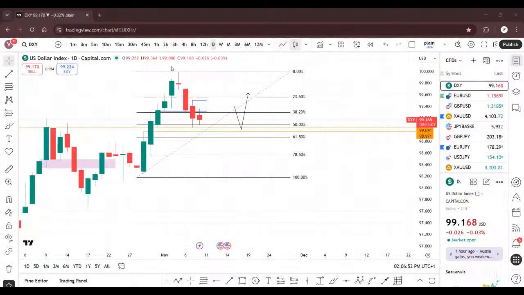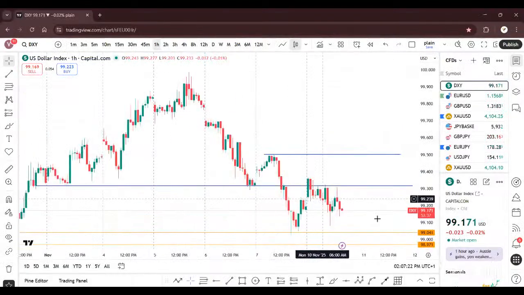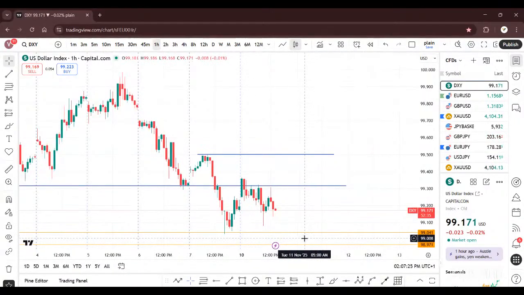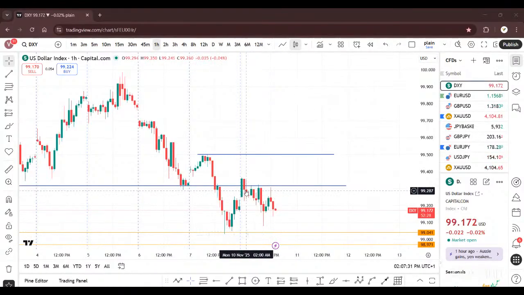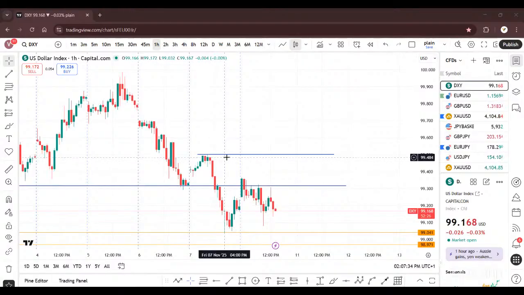On the 1 hour time frame, you can see that daily fair value gap right here. We said we wanted to see price straight into here and then buy to the upside. So if it does that, good and fine. But if it doesn't, then like we said in the morning, wait for it to come and break here.